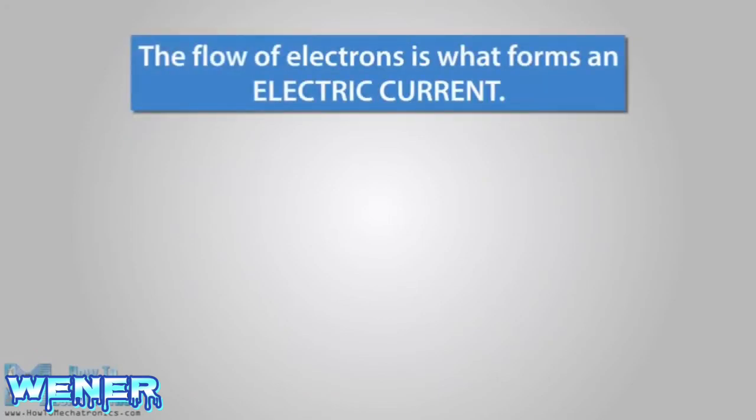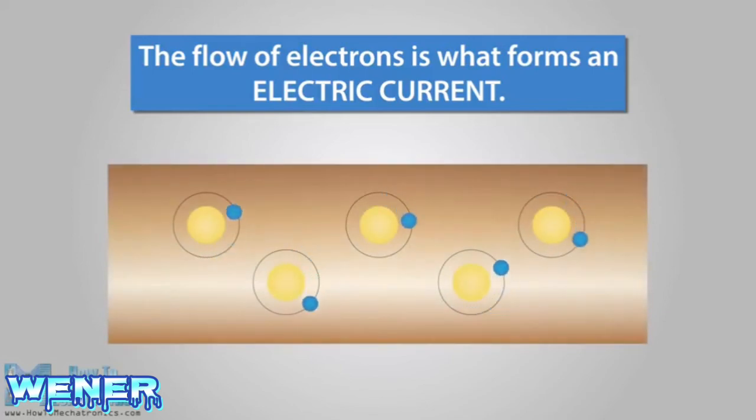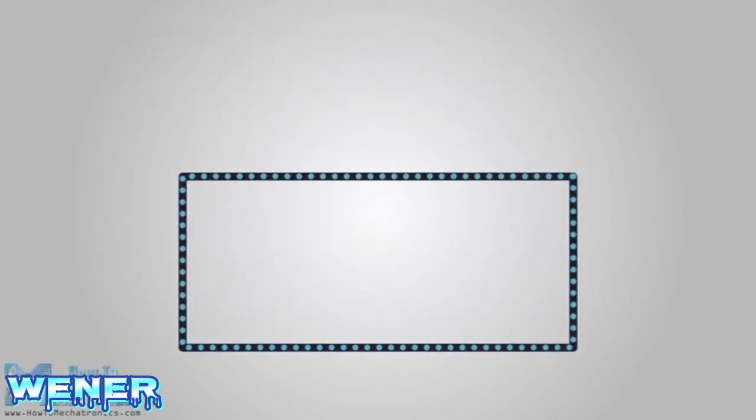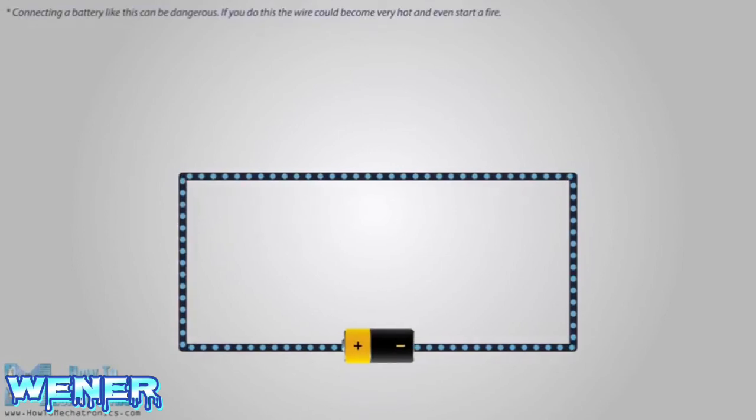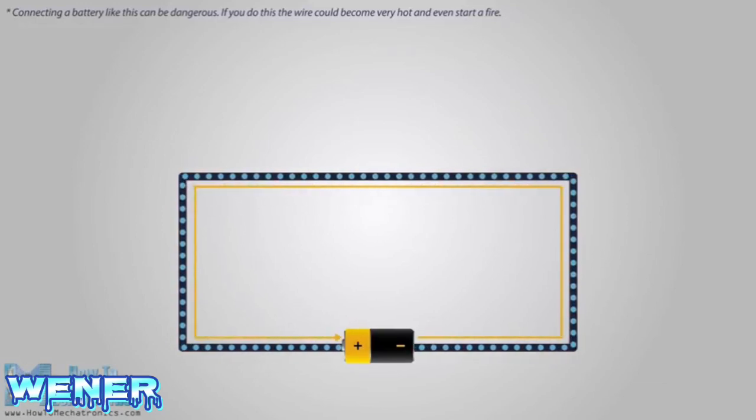The flow of electrons is what forms an electric current. If we look inside a piece of copper wire, there are atoms that easily exchange electrons. These electrons are able to move from one atom to another in any direction. If we make a closed circuit by connecting the copper wire with a power source, like a battery, then the voltage will make the electrons move in the same direction, from one terminal of the battery to the other, or from the negative to the positive of the power source.